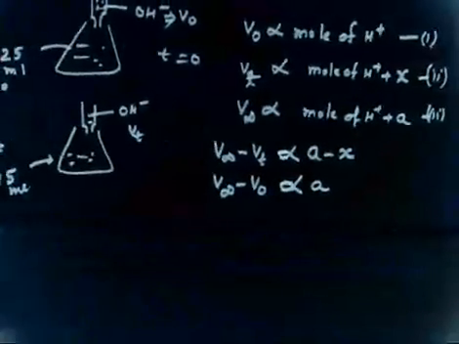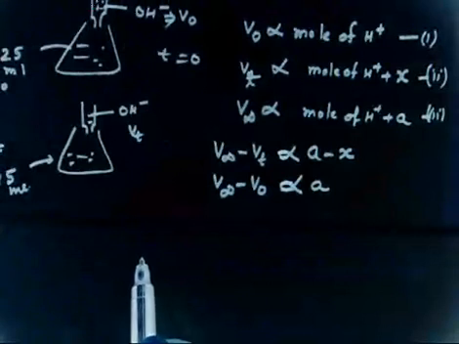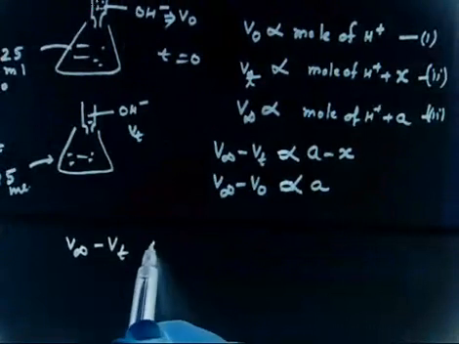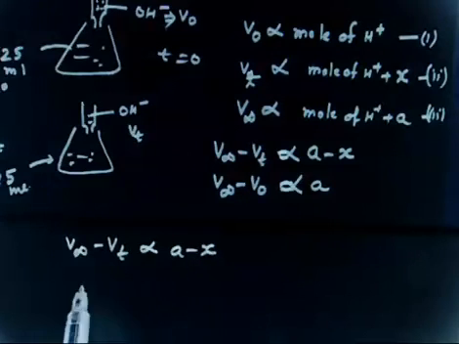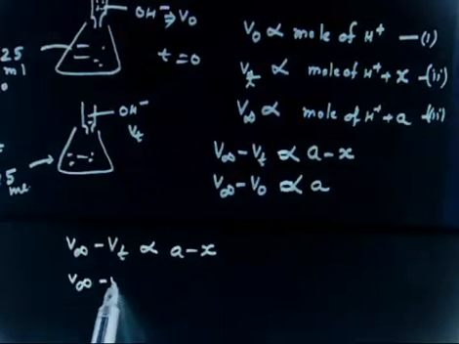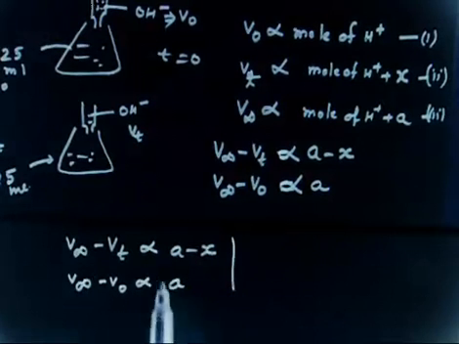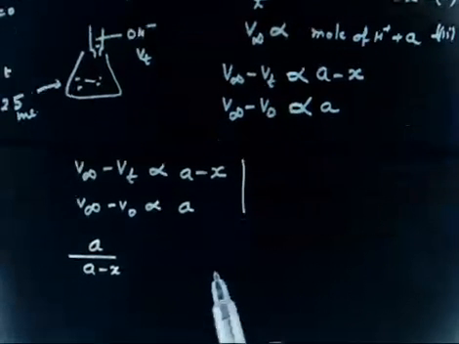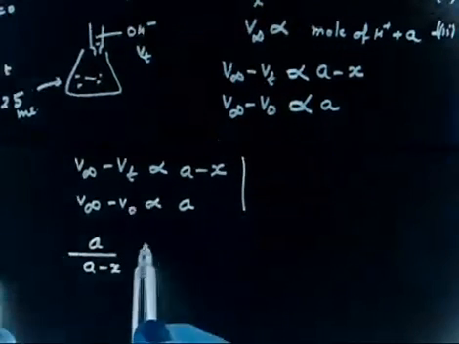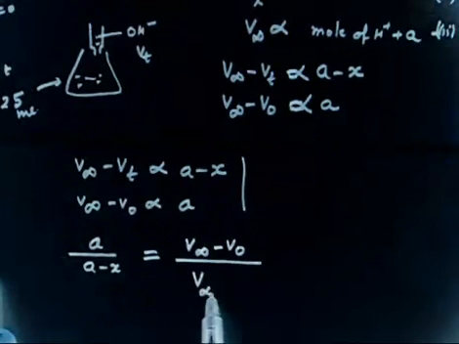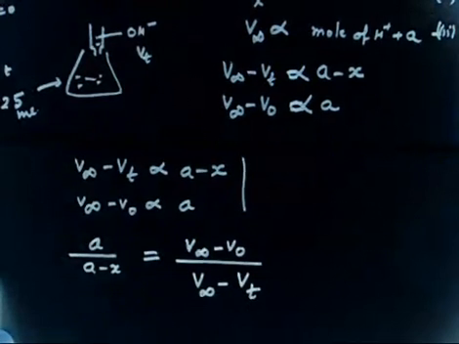So now I can say I need A by A minus X. V infinity minus Vt is proportional to A minus X. V infinity minus V0 is proportional to A. So now I can write, if I need A by A minus X, I have to divide by this equation. So I can write V infinity minus V0 divided by V infinity minus Vt.